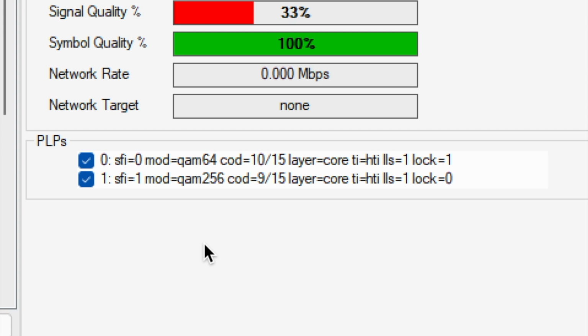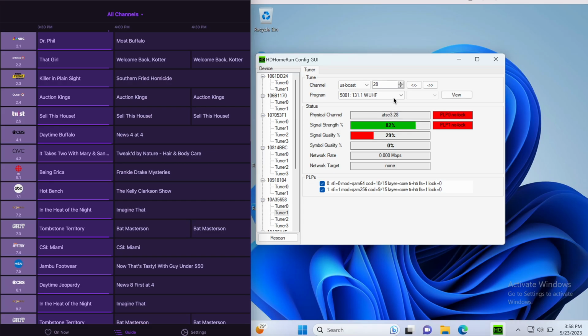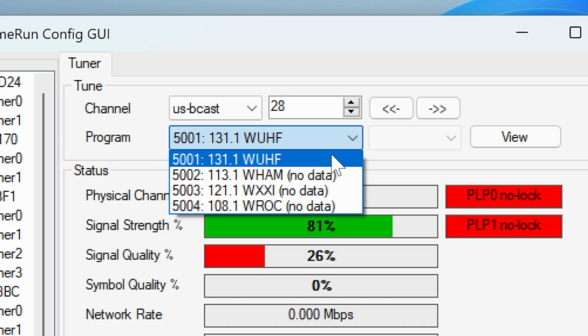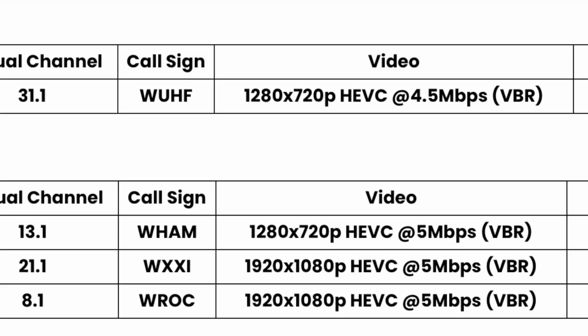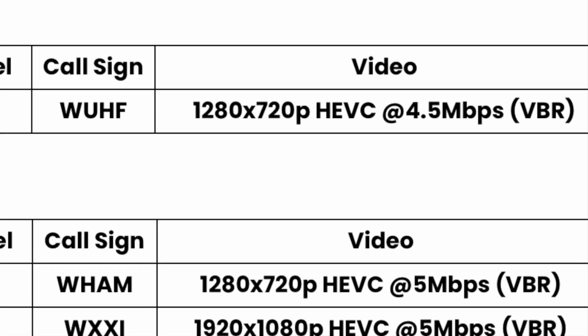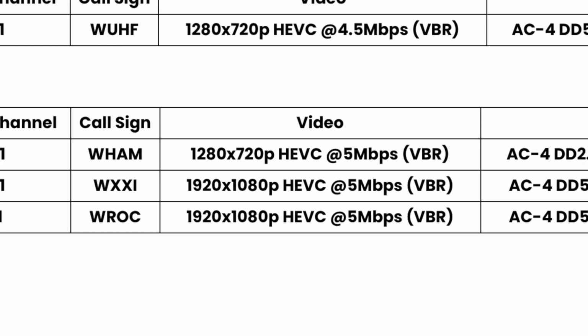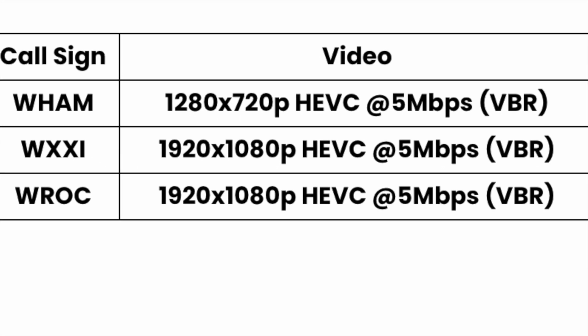There's PLP 0 with a QAM64 implementation and a 10/15 code rate, and then PLP 1 with a QAM256 implementation and a 9/15 code rate. So first, WUHF has four stations: WUHF, WHAM, WXXI, and WROC. WUHF and WHAM are 720p, WXXI and WROC are 1080p.